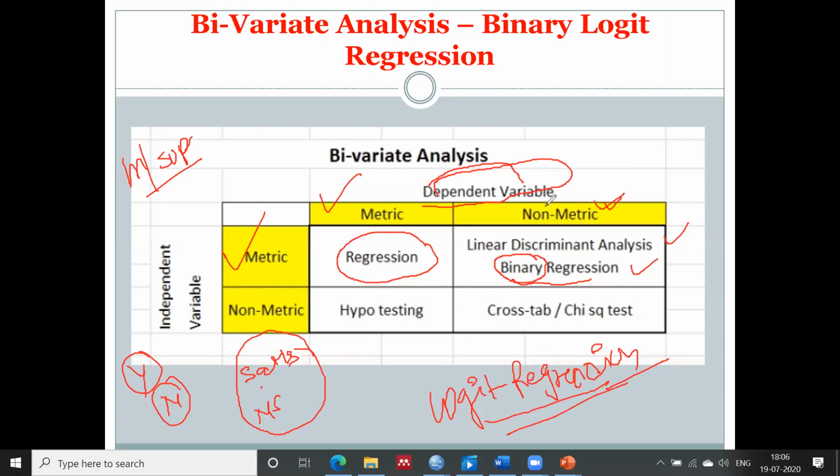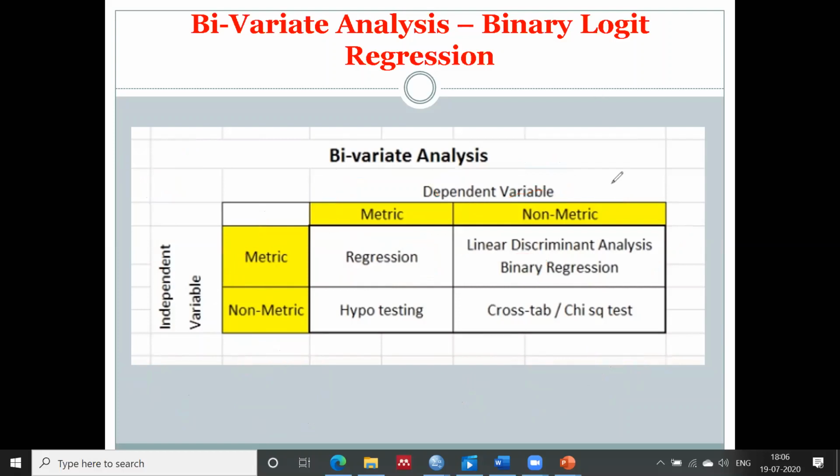And if your dependent and independent variables are both non-metric, then of course chi-square will be applied, because chi-square is basically made only for non-metric analysis, because this is a non-parametric test, and there are lots of assumptions to apply this chi-square test. Normality should not be there, lots of assumptions are there, so I will not go with this particular topic. I will use this logistic analysis today itself.